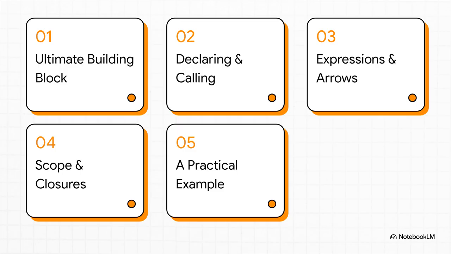So here's our game plan for this explainer. We're going to start with the what and why of functions. Then we'll get into the nuts and bolts of how to declare and call them. After that, we'll check out some cool modern tools like arrow functions, then dive into their environment with scope and closures. And finally, we'll wrap it all up by building a real practical example together.